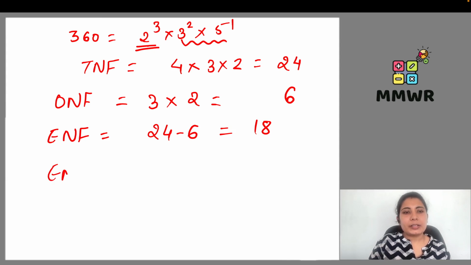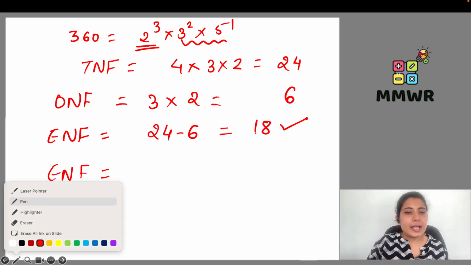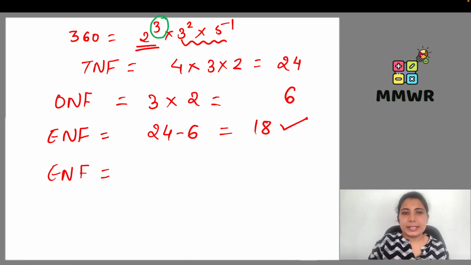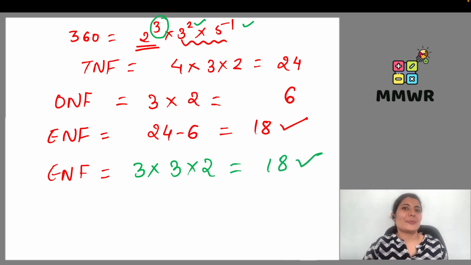So even number of factors 18, how do I get? I can simply write this as it is, 3 I will write as it is, taking the successor of the powers. 2 plus 1 is 3, 1 plus 1 is 2. 3 threes are 9, 2 nines are 18. 18 I am getting. So look, I got the value for 360.